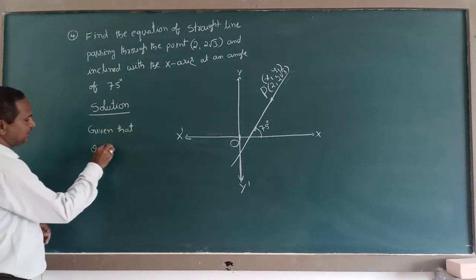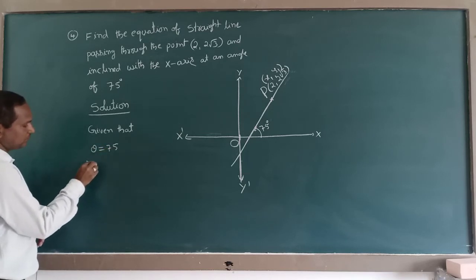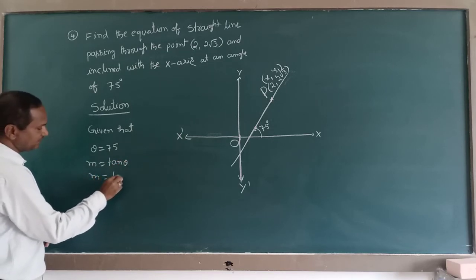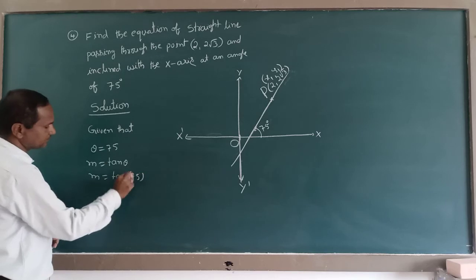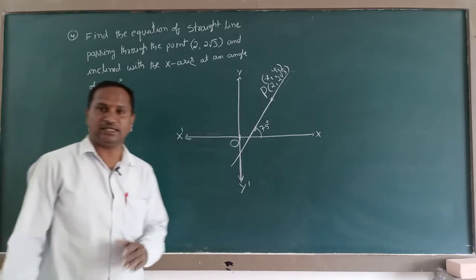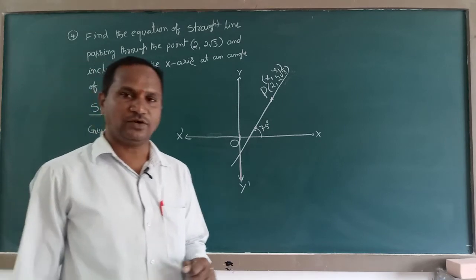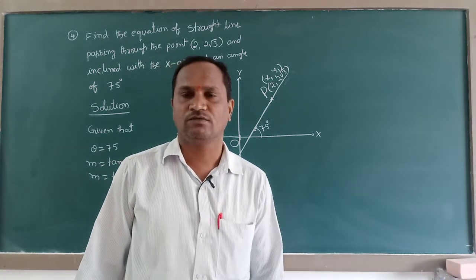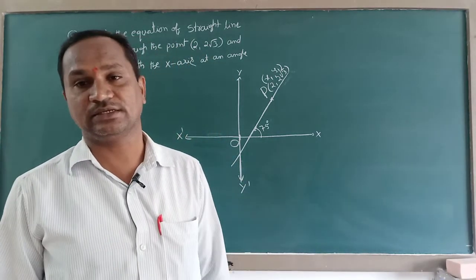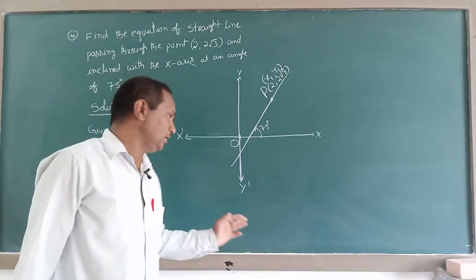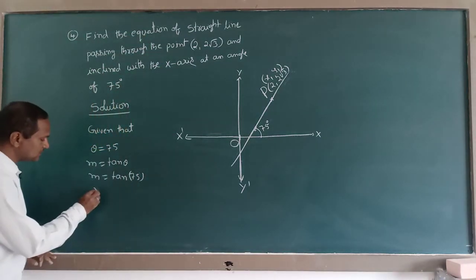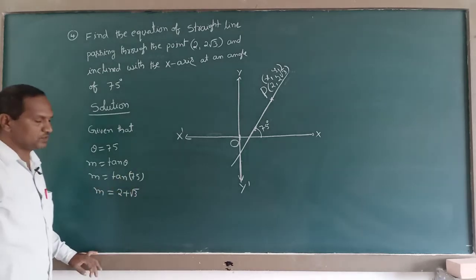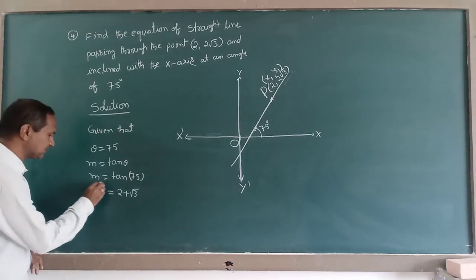theta is equal to 75 degrees, and m is equal to tan theta formula. m is equal to tan theta, that is m is equal to tan 75 degrees here. Tan 75 degrees means we can take tan of 45 plus 30. For tan of 45 plus 30, you have to apply the tan of a plus b formula: tan a plus tan b whole divided by 1 minus tan a into tan b. Like that we are going to apply it. But directly, the tan 75 degree value is always 2 plus root 3. 2 plus root 3 is the value for tan 75 degrees.